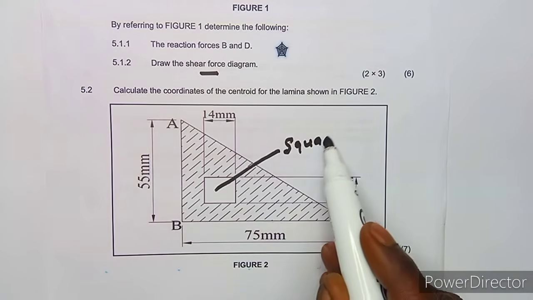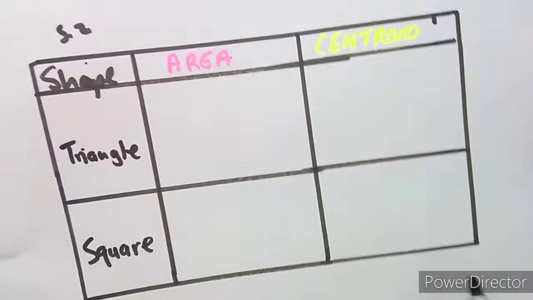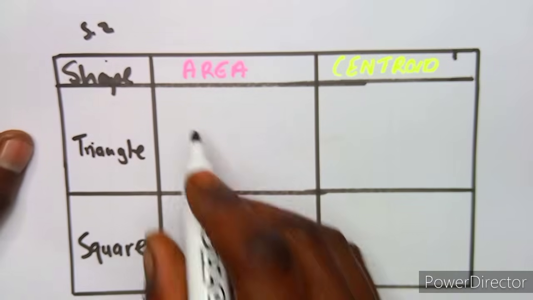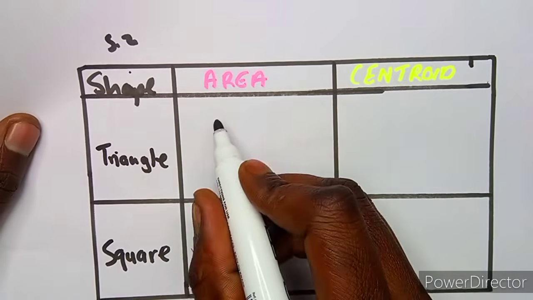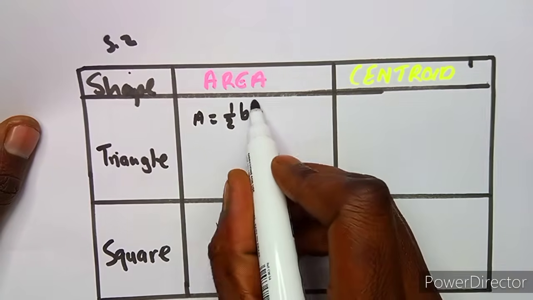Because the sides are equal. All right. So what you're going to have, we are going to calculate the areas. Like I said, there are many ways of doing this. Okay, but as for this one, let's calculate the area. We know that the area of a triangle is half base times the perpendicular height.